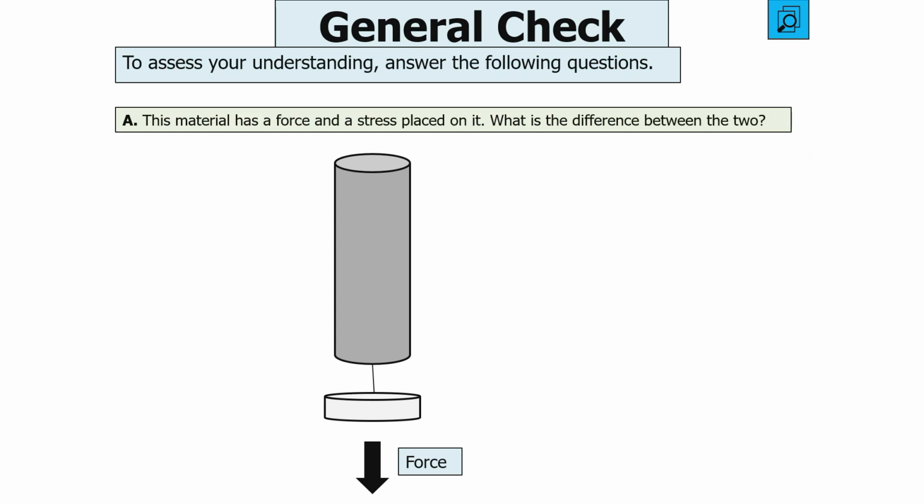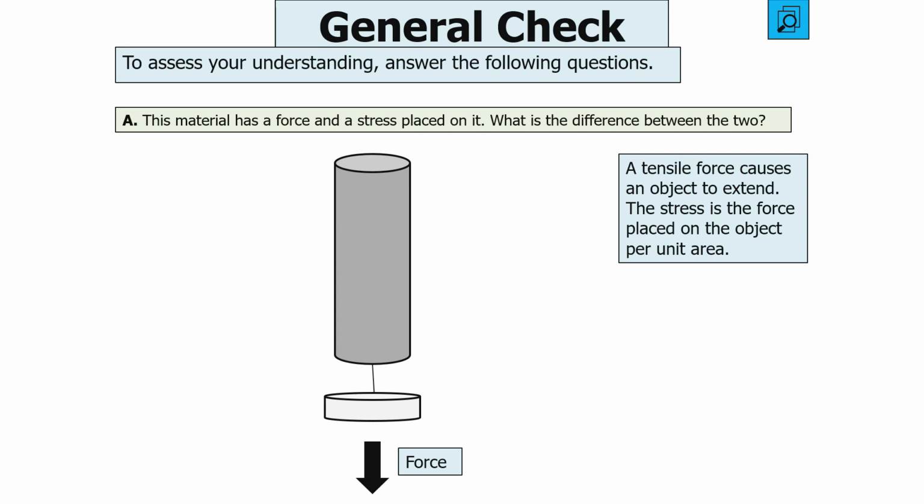This material has a force and a stress placed on it. What is the difference between the two? Pause the video now, then unpause the video when you want to go through your answers. A tensile force will cause an object to extend. The stress is the force placed on the object per unit area.